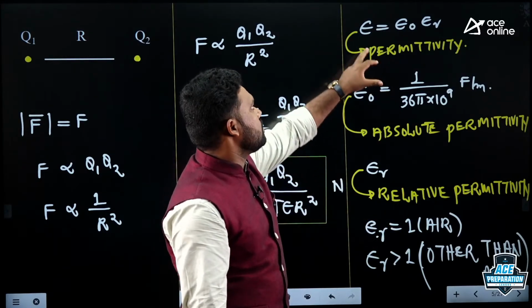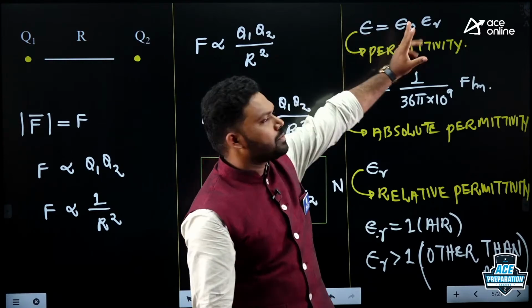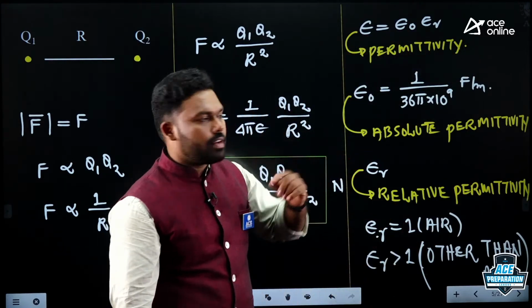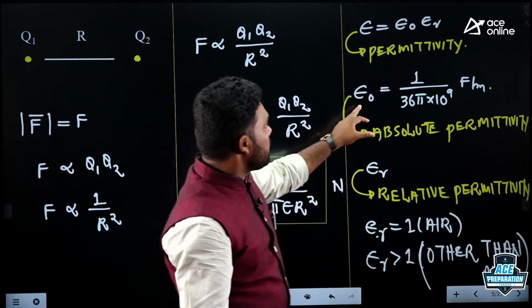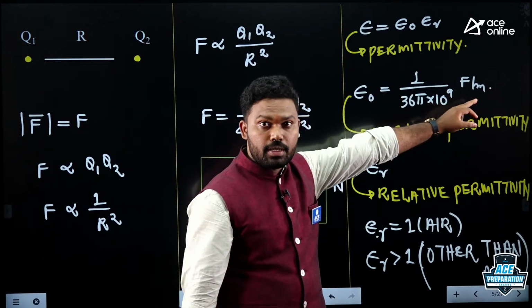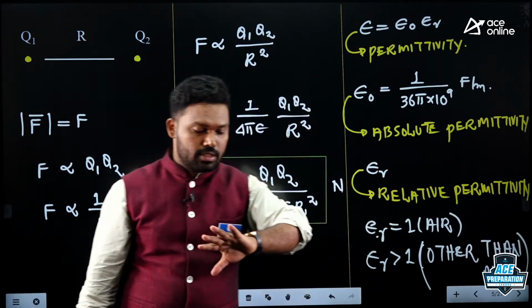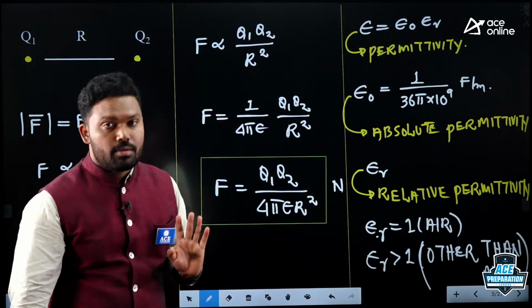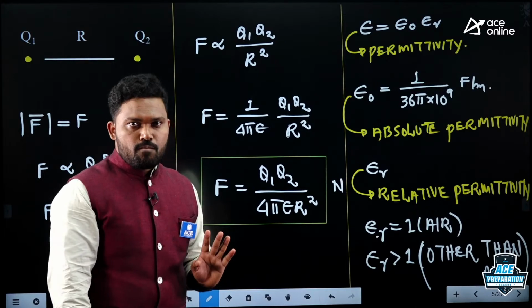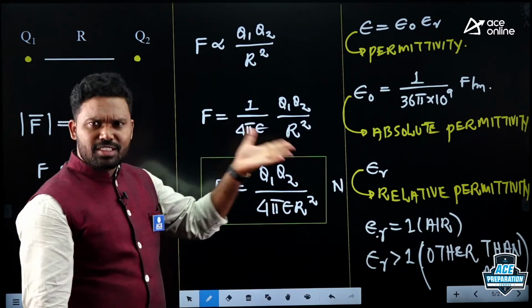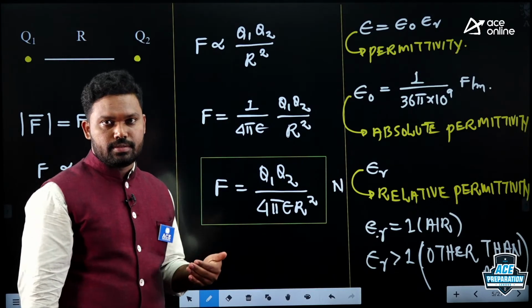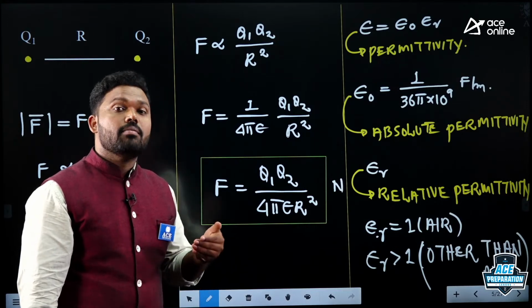If epsilon r is equal to 1, what is this epsilon equal to? Epsilon naught epsilon r, where epsilon r value is 1. And one more point, what are the units for this epsilon naught? It is the farad per meter, very important, you must remember this. And what is this epsilon r? It has got no units. This is also an important point, need to be remembered. Okay, fine. Then what is this permittivity? It is a medium parameter.